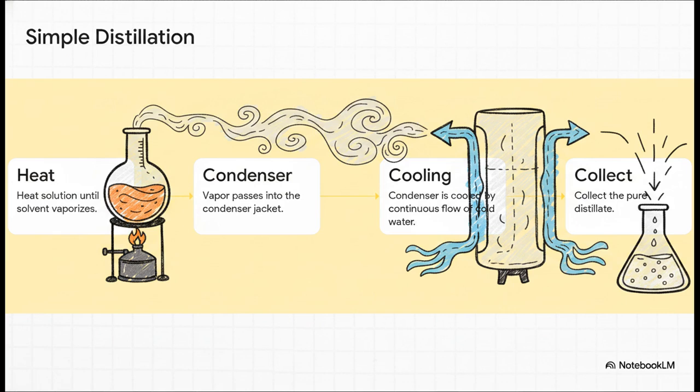Let's break down the mechanics of simple distillation first. It's brilliant. You heat the solution until your solvent reaches its boiling point and vaporizes. That vapor then escapes into a specially designed condenser jacket. This jacket is cooled by a continuous flow of cold water, which basically forces the vapor to condense right back into a liquid, dripping out the other side as completely pure distillate.